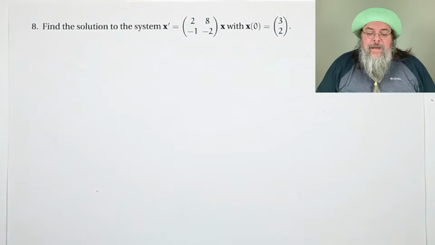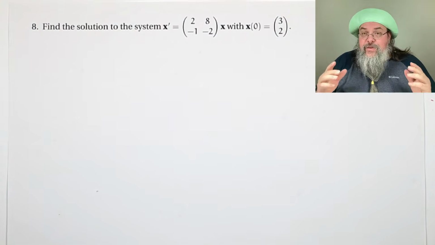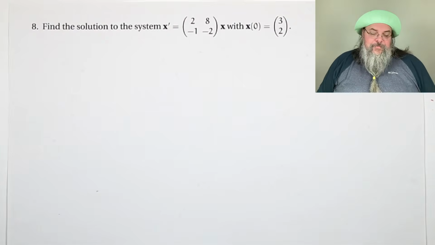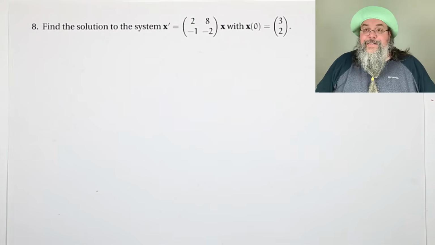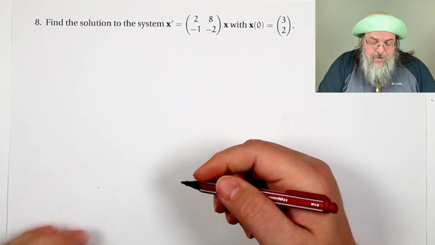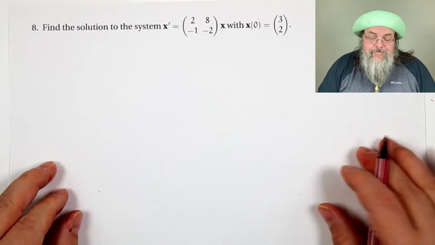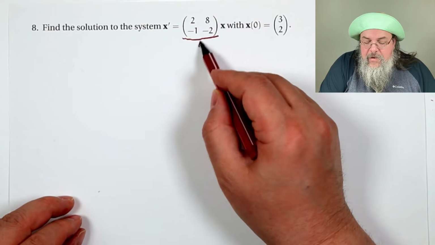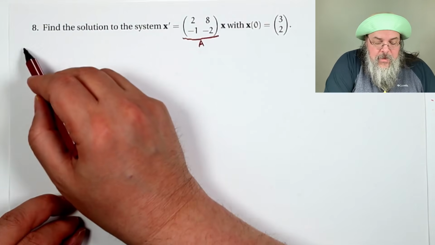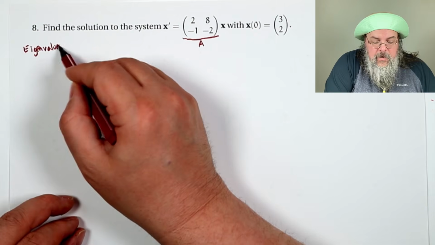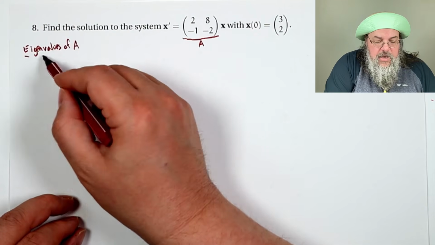Number 8. Find the solution to the system x prime is [2, 8; -1, -2] x with x of 0 equals (3, 2). All right, well, let's do it. So what do we have? First step, always when we have this, we see our matrix A here, we find the eigenvalues of A.